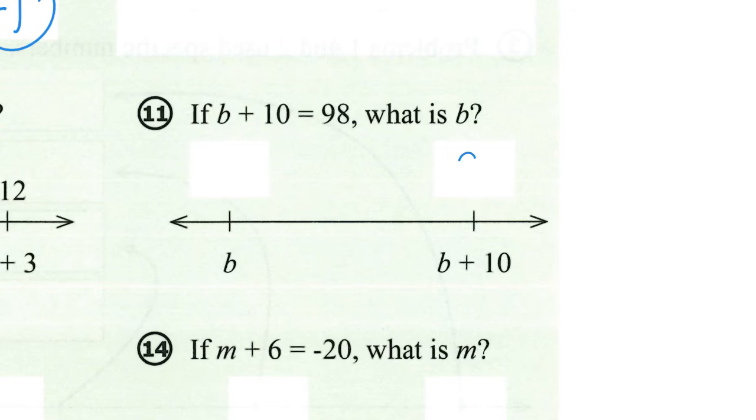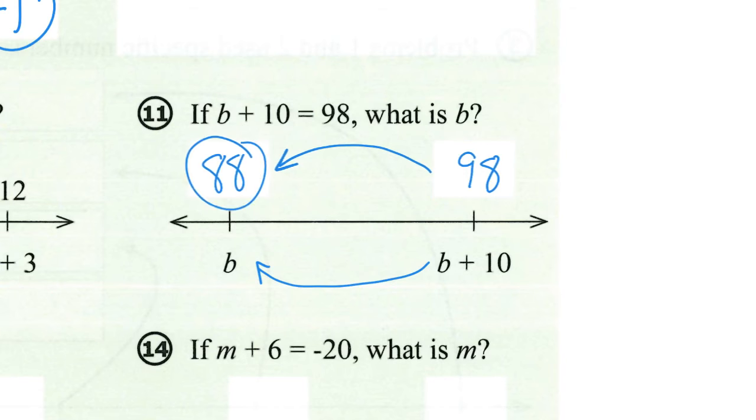B plus 10 equals 98. So to jump back to B, that's 10 spaces. So I would need to go down 10. So I would be at 88. And just double check, 88 plus 10 does equal 98.